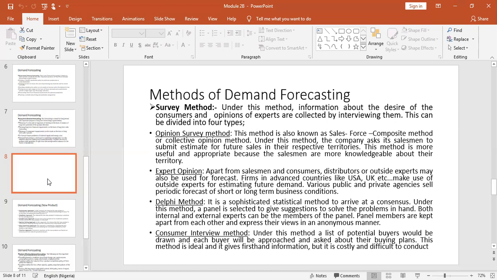Under this method, a panel is selected to give suggestions to solve the problem in hand. Both internal and external experts can be members of the panel. Panel members are kept apart from each other and express their views in an anonymous manner. You see, this one is sophisticated because you use people both within the organization and outside the organization who are experts in that field, who give their own estimation based on certain parameters without anyone knowing anyone.